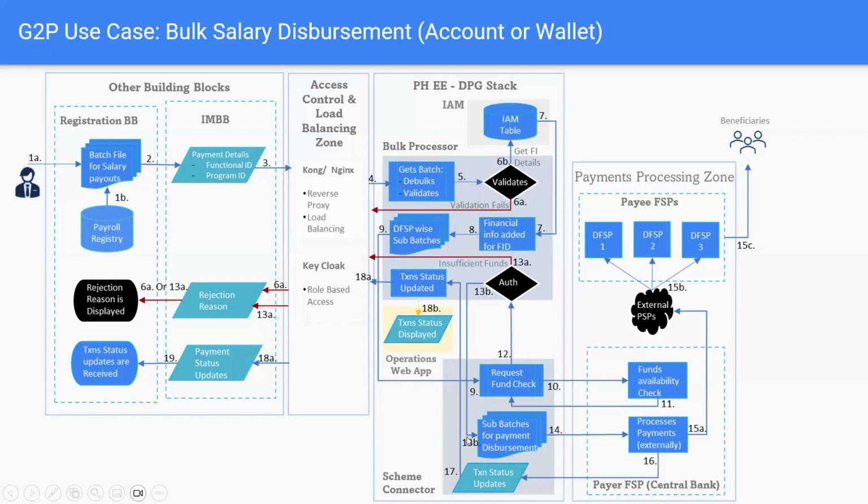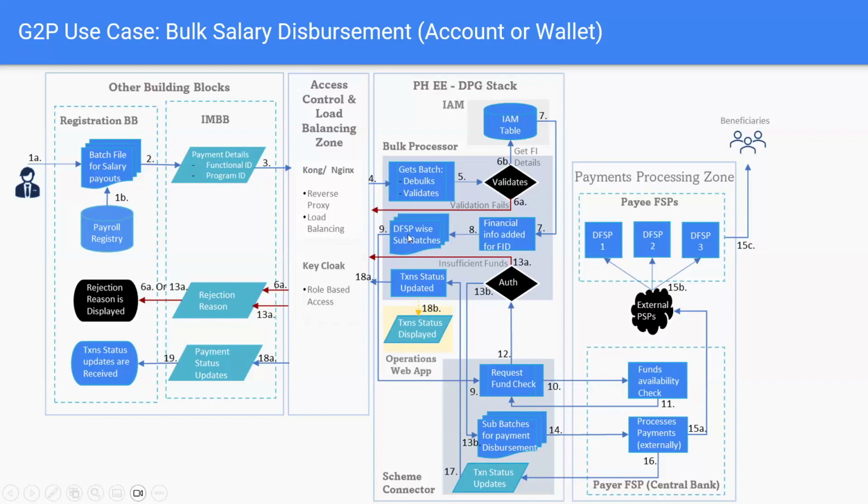Why? Because this is how they are being used. It sends to the connector, the scheme connectors, which will be communicating with external systems of the payer FSP. That connector sends this request to the payer FSP. Right now, the instructions for payments have not passed. One more function that the bulk processor does is it checks whether there are sufficient funds available in the payer DFSP so that salary could be disbursed.